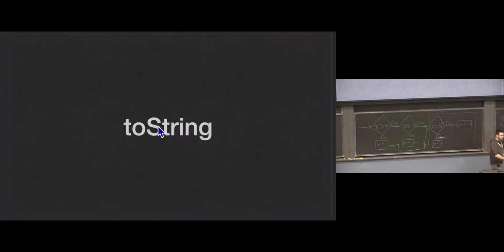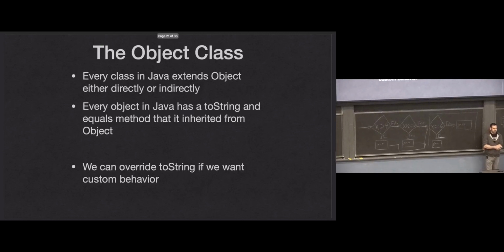Okay, let's talk about the toString method. Let's take everything we just saw, everything we learned, and kind of smash it all together. So every class in Java extends Object either directly or indirectly. We just talked about that. The Object class has a toString method, and we inherit that toString method. So if we have an object of a type matching a class that we wrote and we didn't override the toString method.